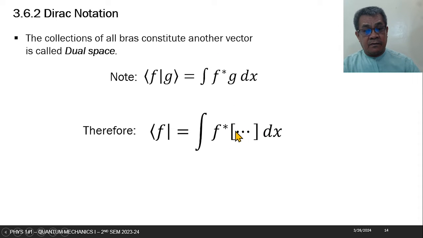So therefore, if we have a vector here, then we can evaluate the integral, which means that we cannot evaluate this integral unless we have the ket, which is the g, or another function. Now remember, g is a vector while the bra is just an operator, meaning the bra acts on the ket, so it requires the wave function, which is the ket.